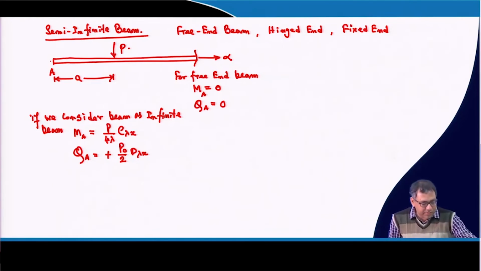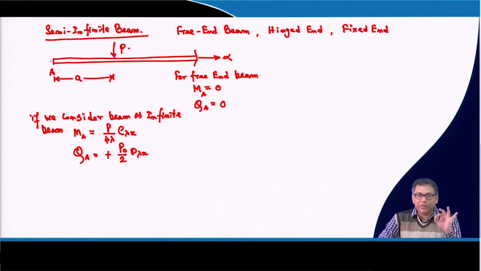Now, as we have considered this beam to be infinite, because of this point load there will be a bending moment and shear force at point A, but actually this is not an infinite beam, it is a semi-infinite beam. So, we have to apply a counter moment and shear force, so that the net bending moment and shear force at point A will be 0, because that is the boundary condition.